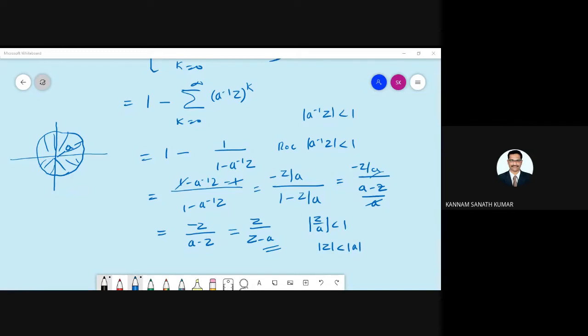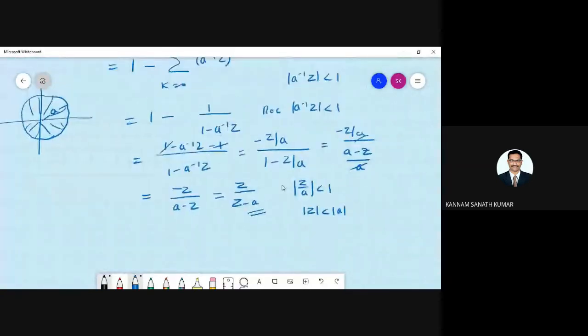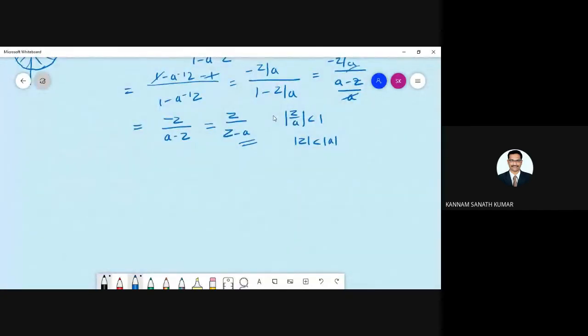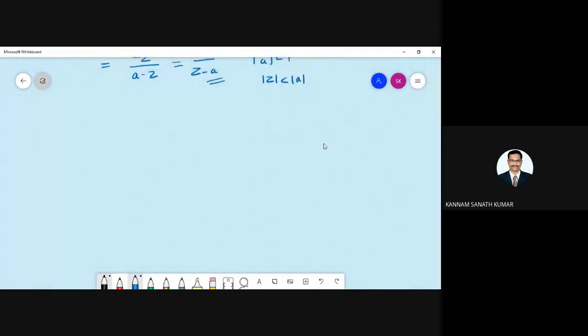Students, is it okay? So that means the transform of aⁿu[n] and minus aⁿu[−n−1]. aⁿu[n] is a causal signal and minus aⁿu[−n−1] is a non-causal signal. For both these signals, the Z transform is the same, but the ROC will differ. For the first function, the ROC is |z| > |a|, and for the second function, the ROC is |z| < |a|. So this is how you can find the Z transform of a given signal.